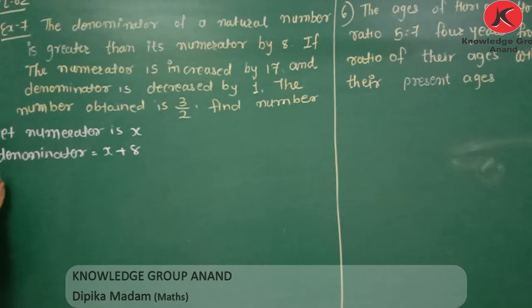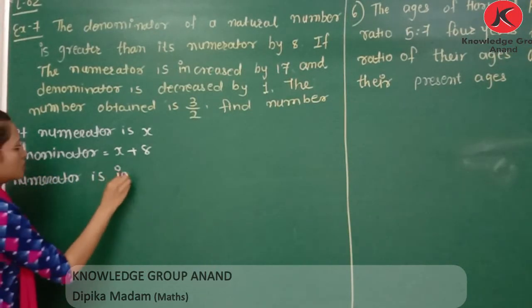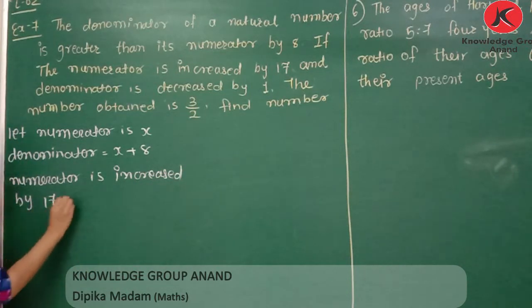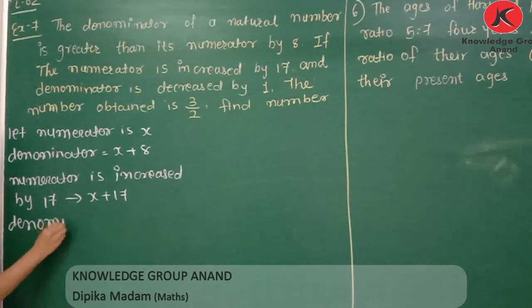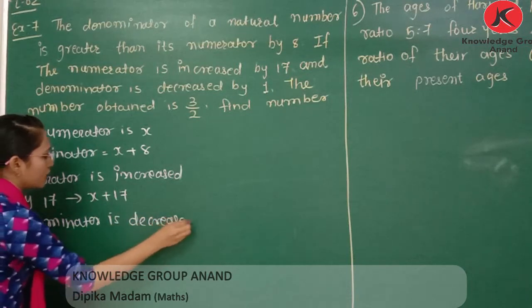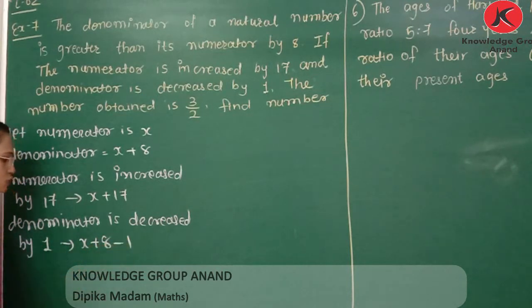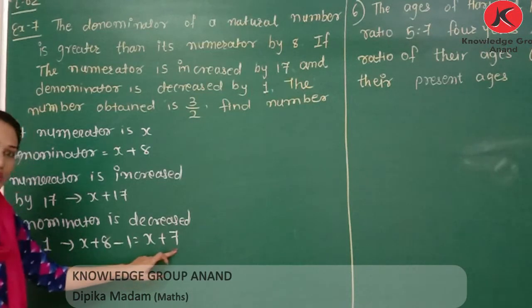Now numerator is increased by 17, so it becomes x plus 17, and denominator is decreased by 1, so it becomes x plus 8 minus 1, x plus 7. So what will be the number? x plus 17 is the numerator and x plus 7 is the denominator.